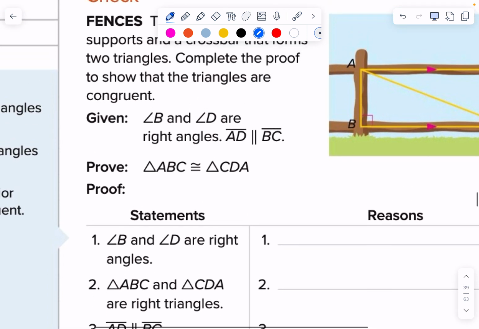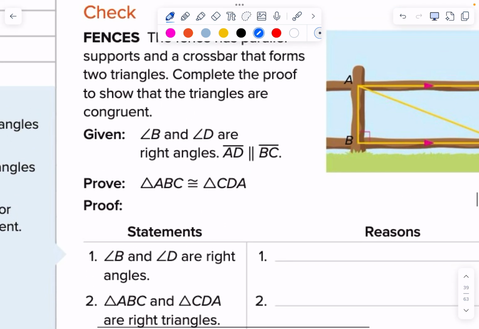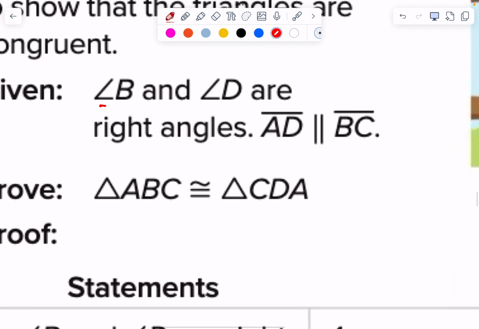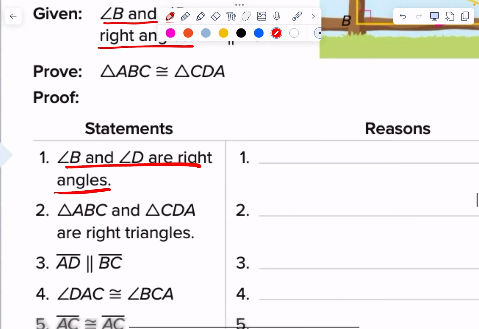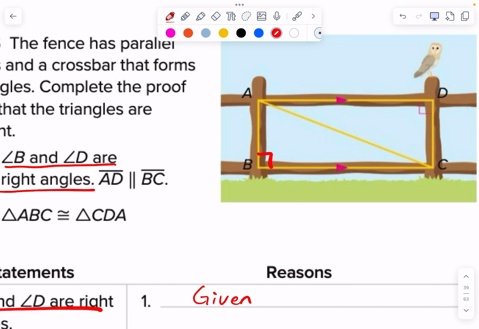We're doing a right triangle proof, and they give us some things. They give us two things, actually. Angle B and angle D are right angles, okay? That is given. Angle B and angle D are right angles. That is given to us, right, given down. Okay, angle B is a right angle. Angle D is a right angle.